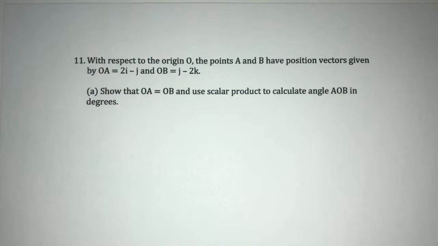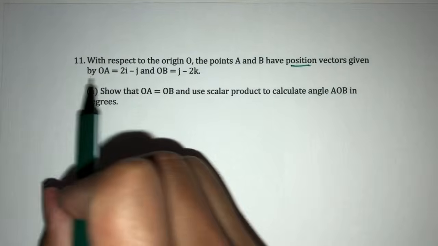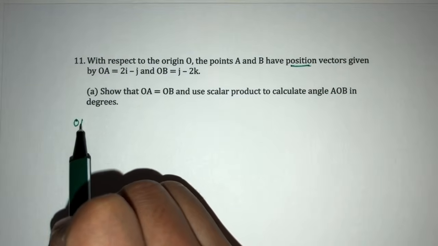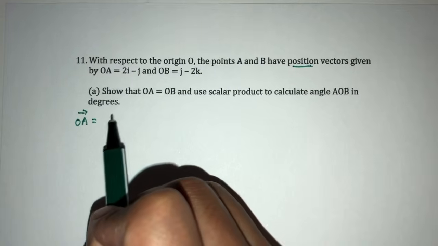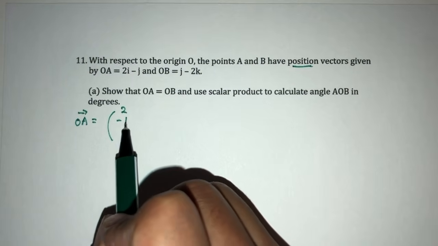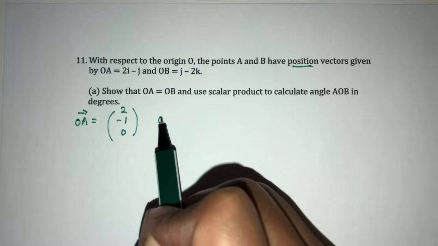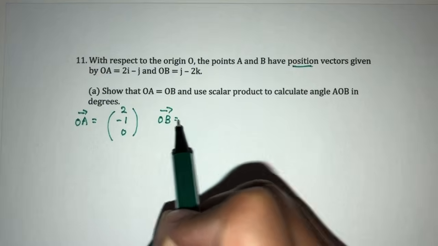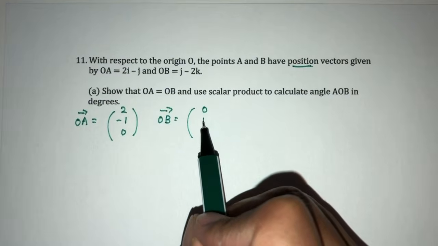And that will be your question number 10. Let's move on to question number 11. So with respect to O, the points A and B have position vectors given to you by these two. Which means OA is equal to (2, minus 1, 0), and OB is given to you by (0, 1, minus 2).